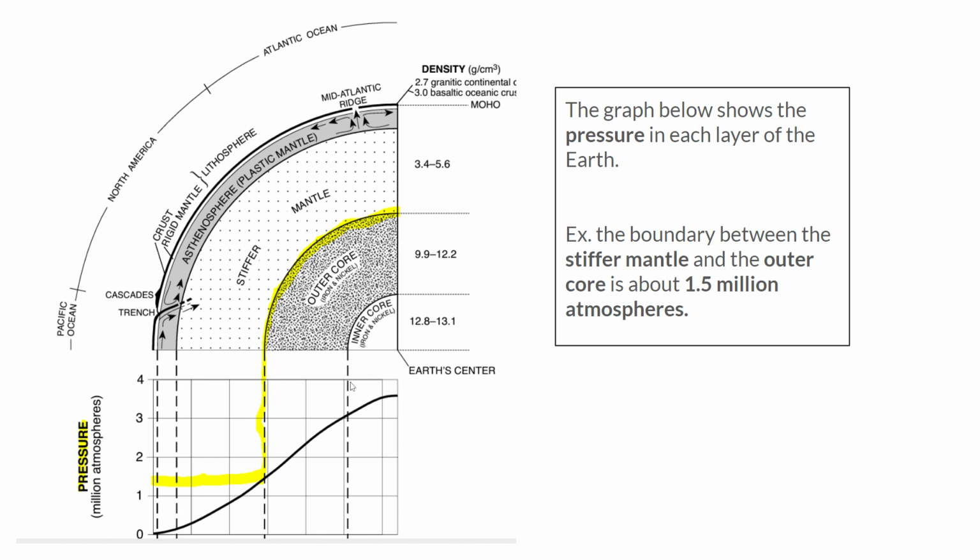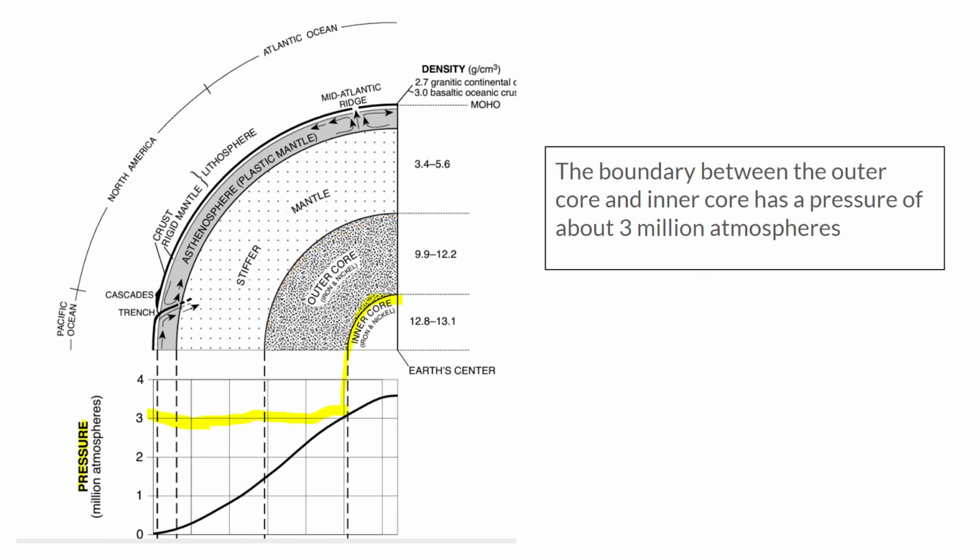Now, if you go even further down in your chart, it shows you the pressure of each layer. So if I asked you, what is the pressure of the boundary between the stiffer mantle and the outer core? You can follow the highlighted area that is shown over here. And as you can see, if I go down here and I stop at this line that is given to me, and I go more towards the left on my y scale or y-axis, I can see my pressure is around 1.5 million atmospheres for the boundary between the stiffer mantle and the outer core.